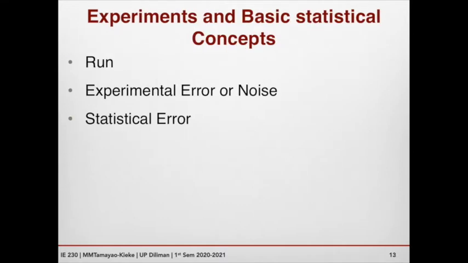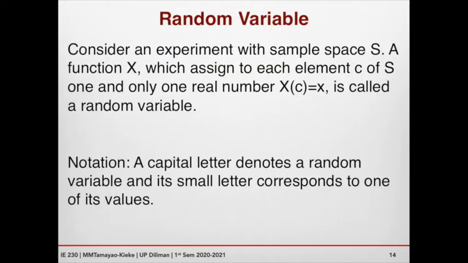In our Portland cement mortar experiment example, a run is each observation in the experiment. Now, the fluctuations or the difference between runs is the experimental error or simply error or noise. Since this is an uncontrolled and unavoidable error, it is classified as a statistical error. The presence of error or noise reflects a random variable. In our example, tension bond strength is a random variable.